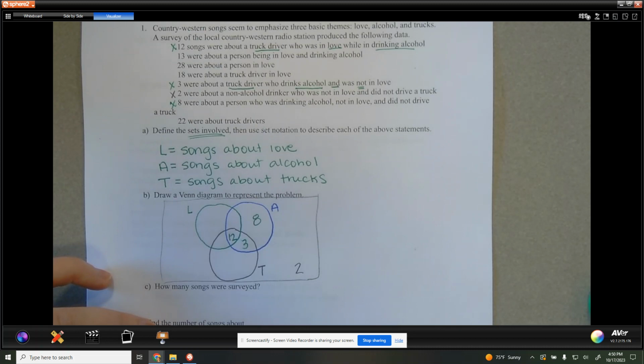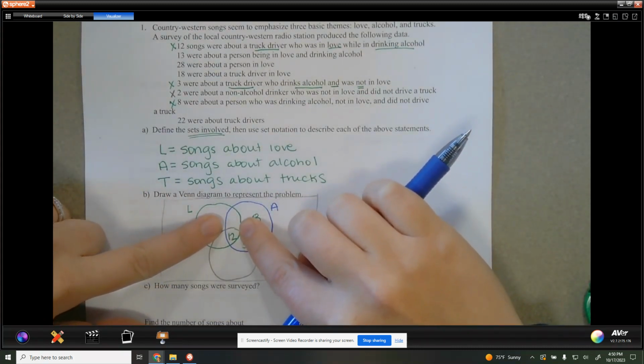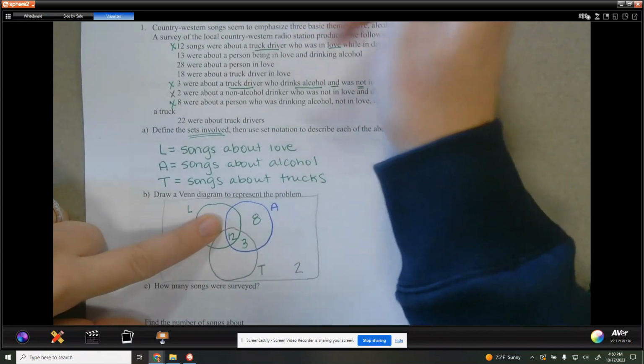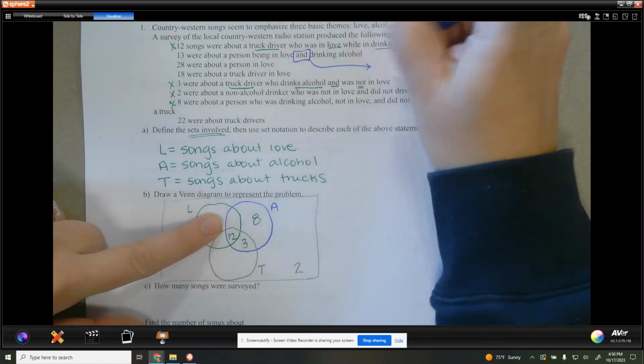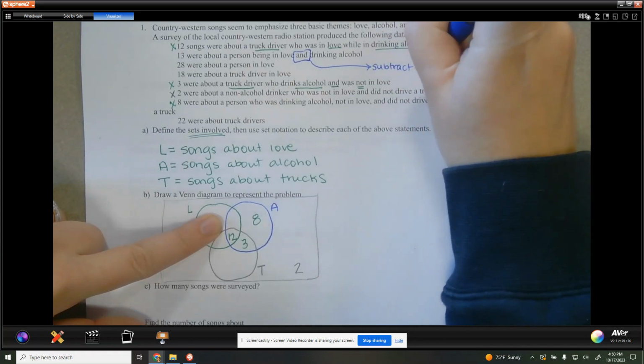Okay, a person being in love and drinking alcohol. That's going to be this section right here. So I'm kind of reading through. So next one we can deal with is truck driver, being in love and drinking alcohol. So this means when there's an and statement, we need to subtract the middle.